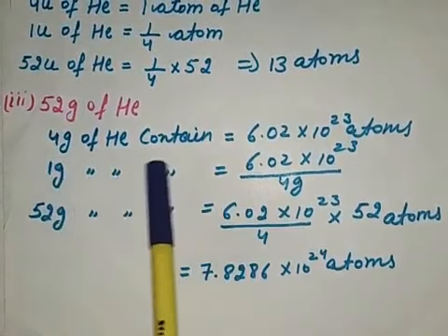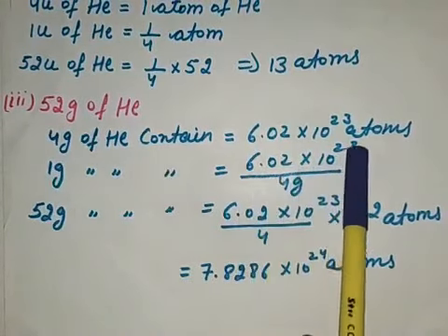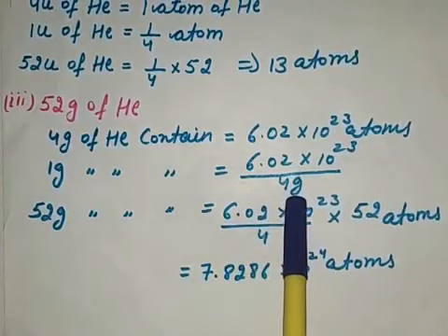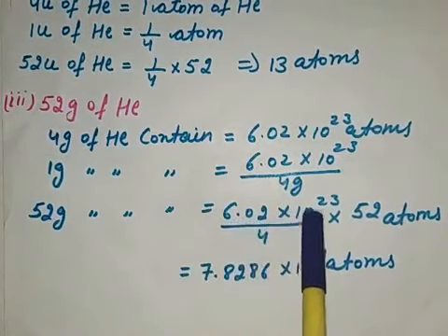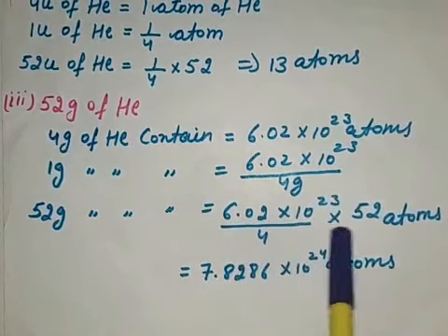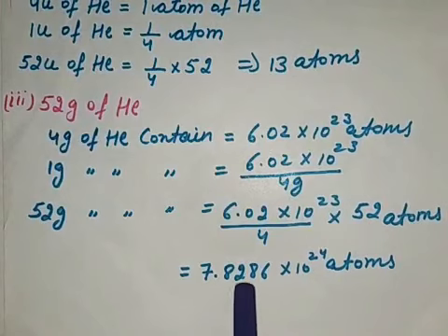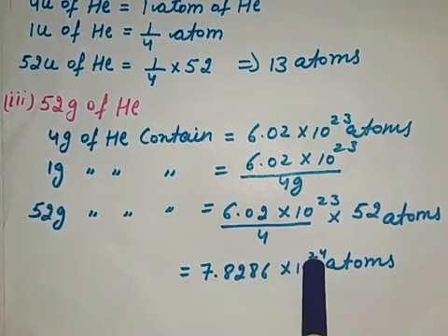So 1 gram of helium contains 6.02 × 10^23 divided by 4 atoms. So 52 gram of helium contains 6.02 × 10^23 divided by 4, times 52 atoms. So it comes equal to 7.8286 × 10^24 atoms.